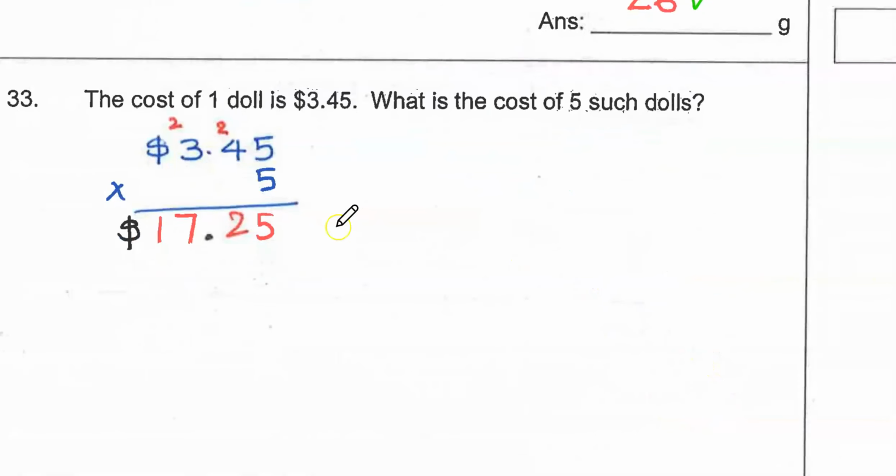33, all you have to do, take 3.45 times 5, you have $17.25.